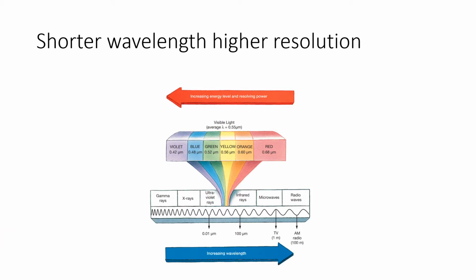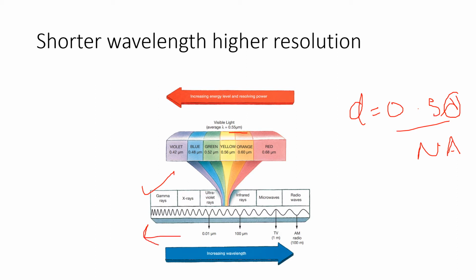Now in this video we're going to talk about little add-ons on bright field microscopy. You must remember the formula, right? D is equal to 0.5 lambda upon numerical aperture. To get greater resolution, what are we supposed to do? We are supposed to make the wavelength as short as possible. How can we do this? Visible light has a wavelength of 0.55 micrometer. When we use UV rays, X-rays, or gamma rays, the wavelength becomes shorter, and resolution becomes higher.